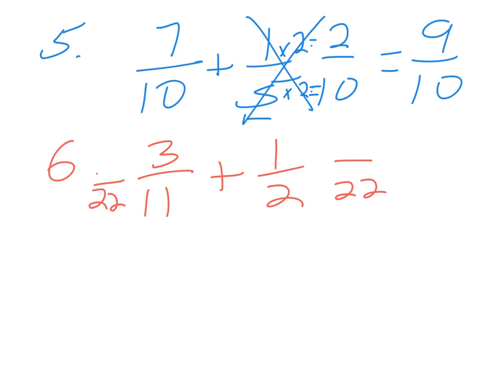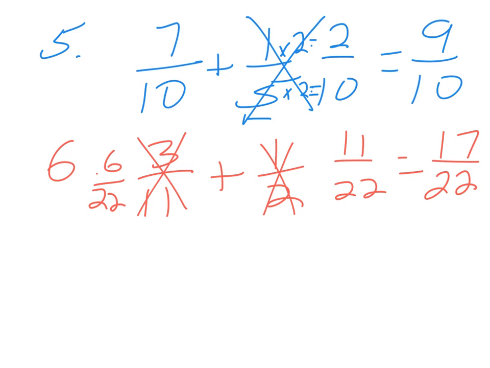Okay? So 11 times 2, so 3 times 2 is 6. 2 times 11, so 1 times 11 is 11. My new fractions are 6 over 22 plus 11 over 22. New denominator is 22. 6 plus 11 is 17/22. Okay, that's like the other ones where sometimes you have no choice, but you have to multiply the denominators together to get a common denominator.